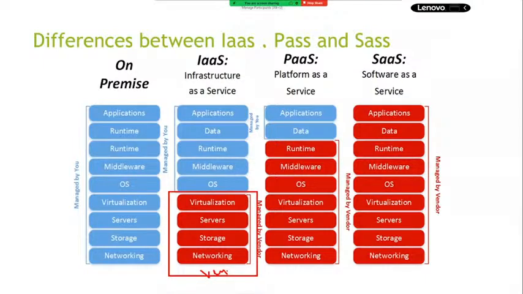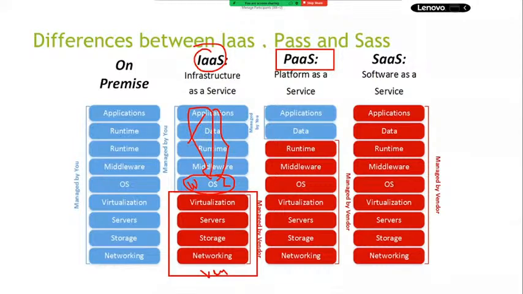Now, would you like to deploy Windows operating system or Linux? That totally depends on business requirements. Some projects may require building 5 servers with Windows, another project may want to deploy 5 servers with Linux. You can choose the operating system on top of which you would like to host your application. Go ahead and host it. That is infrastructure as a service.